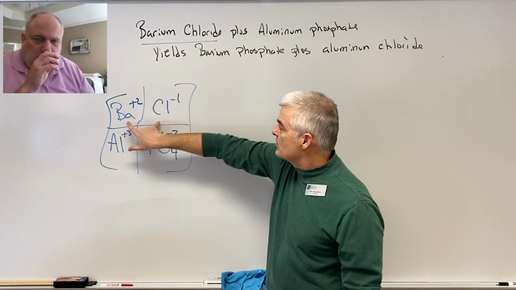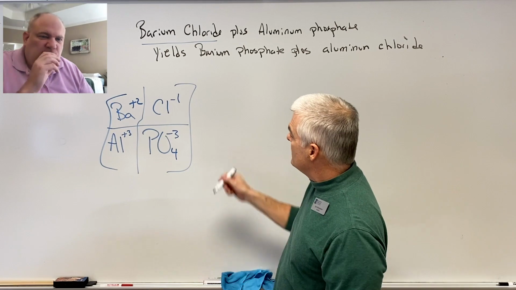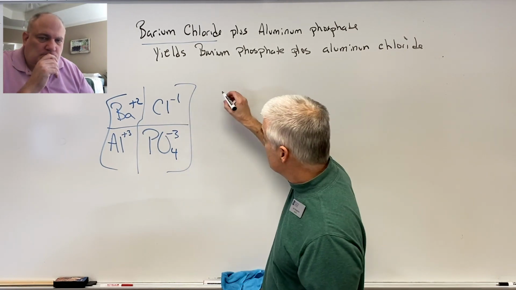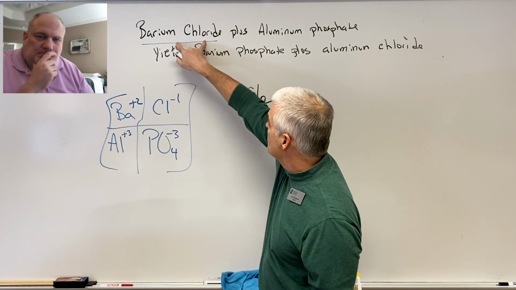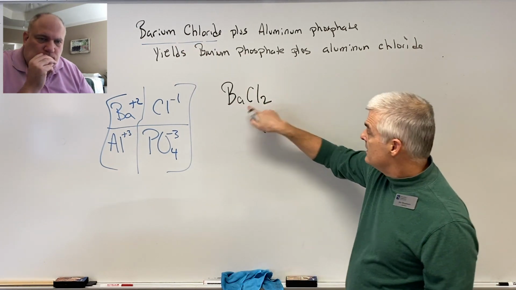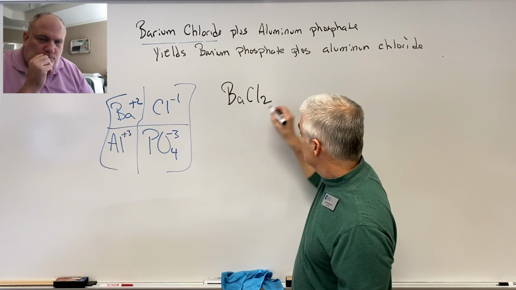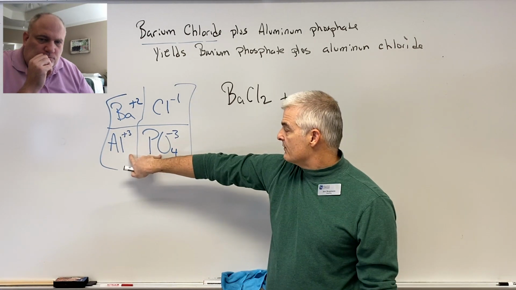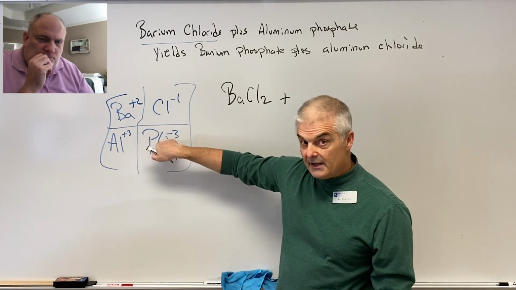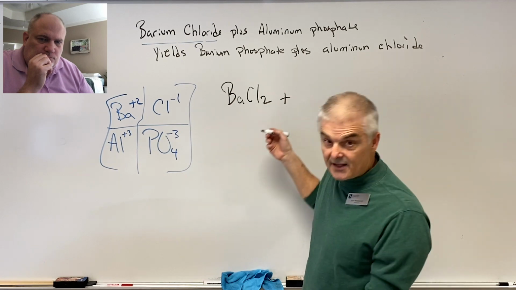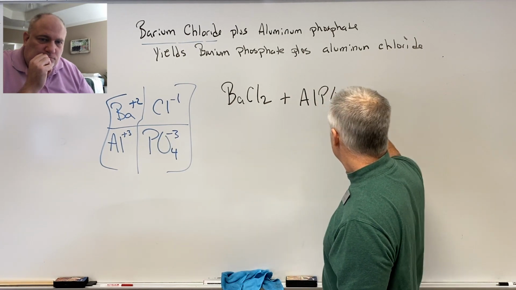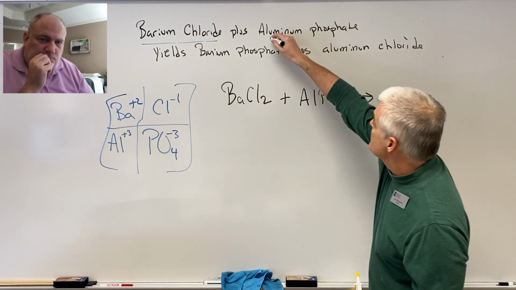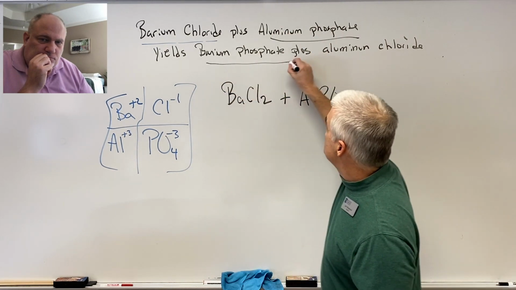So I'm putting barium with chloride. If I've got +2 and -1, I'm going to do this fast. You should remember how to do this. That's BaCl2. I'm writing barium chloride right here, because it's +2 and -1. Then I'm going to put the aluminum with the phosphate. That's +3, -3, so they cancel out already. So that's going to be AlPO4. Arrow. That's aluminum phosphate. Now I want to do the yields, barium phosphate.